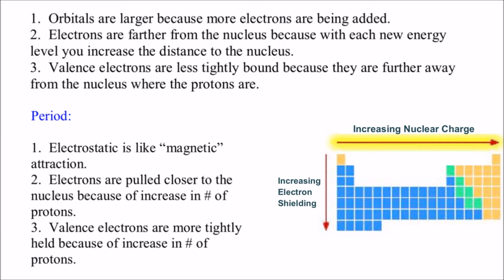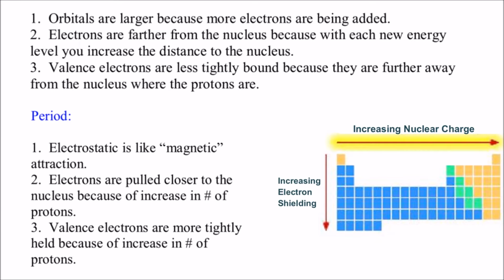Electrons get further away from the nucleus because every time you add a new energy level, you increase the distance away from the nucleus. And then valence electrons, those are the ones in the outermost energy level, are less tightly bound because they are further away from the nucleus where the protons are. So the protons can't pull on those outer electrons as much as they can pull on electrons that are closer to them. And hopefully that makes sense to you.